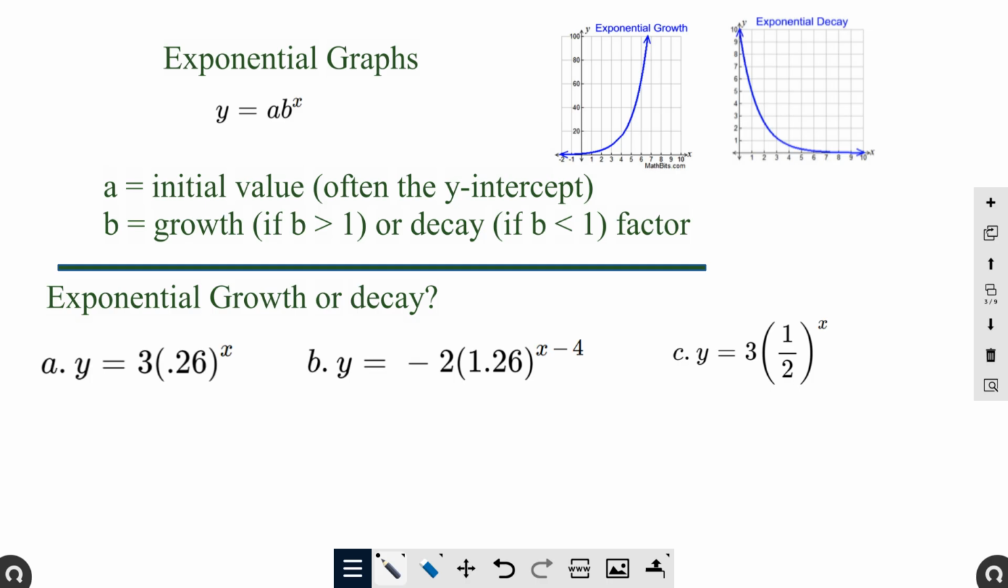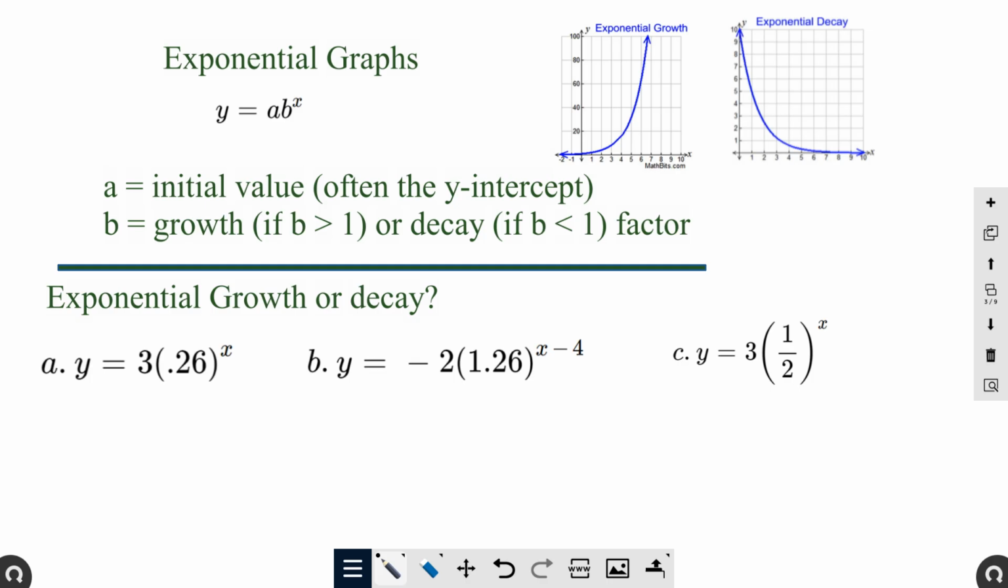Okay, so exponential graphs or functions are in the form y equals ab to the x. So that's like your standard form. That's what you start with. A is your initial value. It's often the y-intercept, but we're seeing a little bit it's not always the y-intercept. B tells us if you have a growth or a decay.